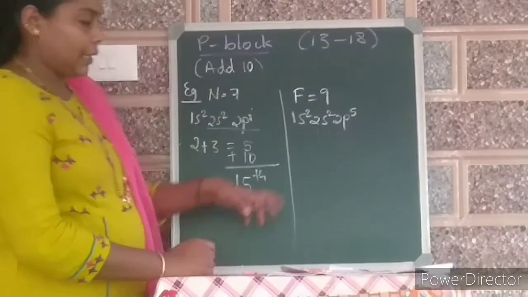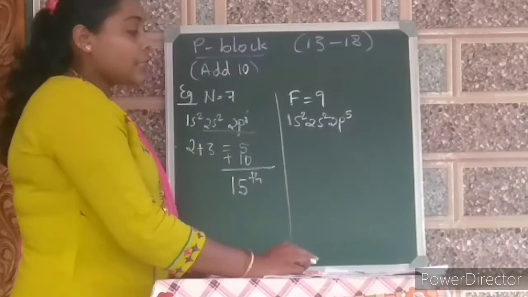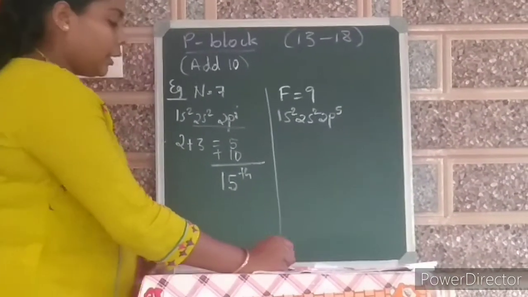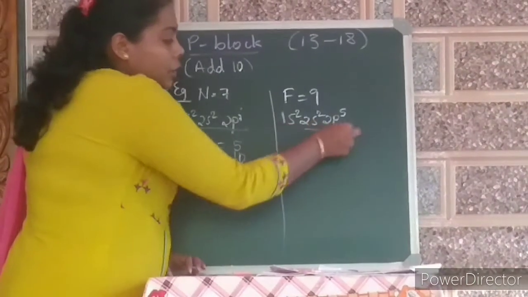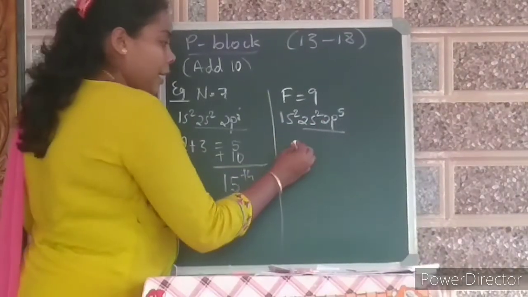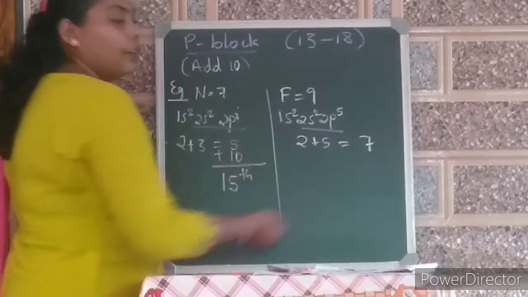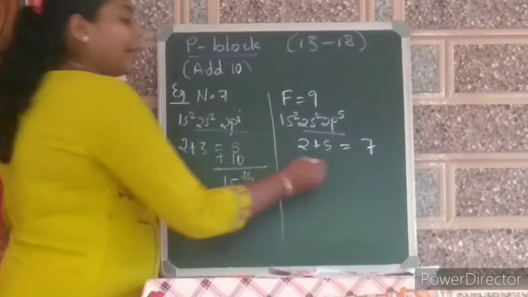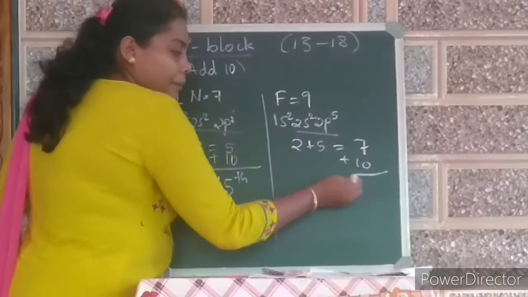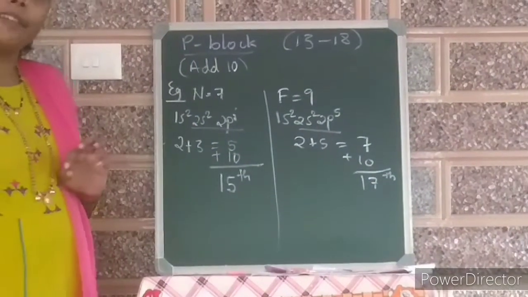One more example we can see here is fluorine. Atomic number is 9. Electronic configuration is 1s2, 2s2, 2p5. Here also the outermost shell is 2s2 and 2p5. Therefore, the outermost electrons are 2 plus 5, which equals 7. For this number you need to add 10. 7 plus 10 is 17. Therefore, fluorine comes under group 17.